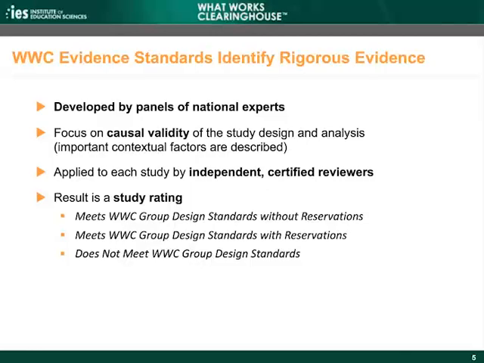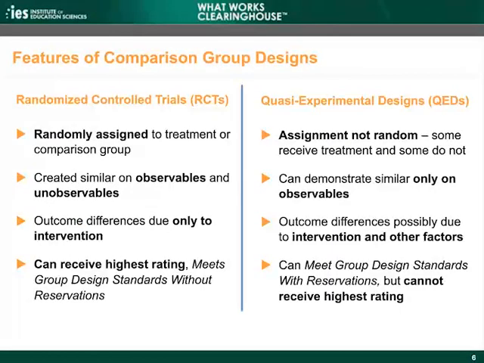More specifically, the group design standards focus on randomized controlled trials and quasi-experimental designs. Before we talk about high-quality quasi-experimental designs, it is useful to look at some differences in these two designs. Randomized controlled trials, or RCTs, are considered the gold standard in evaluation research. That's because when participants are randomly assigned to the treatment or comparison group, they should be similar on both observable and unobservable characteristics. In that case, as the only difference between the groups is the exposure to the intervention, any differences in outcomes can be attributed to the intervention. This type of study can receive the highest rating, meets WWC group design standards without reservations, since we have the highest level of confidence that the findings are caused by the intervention.